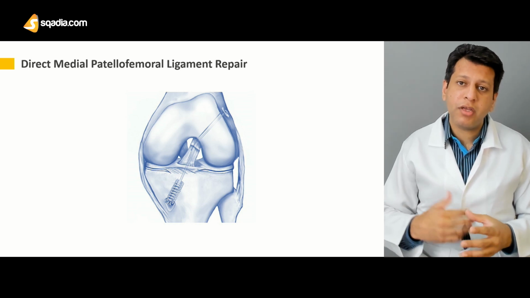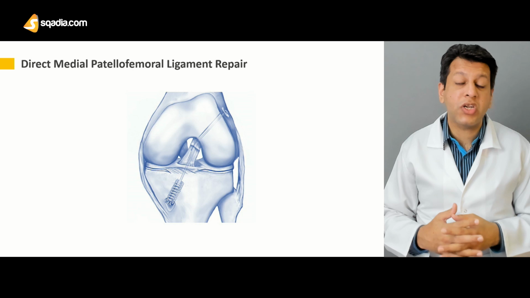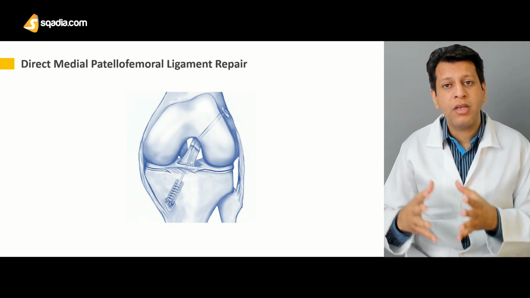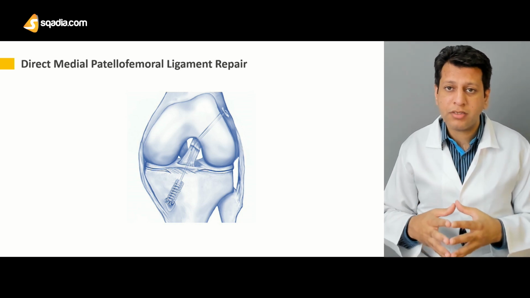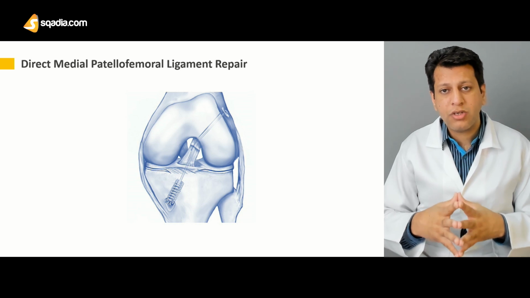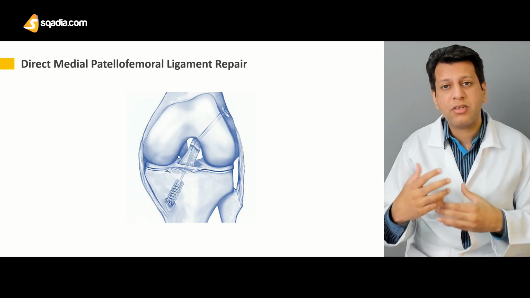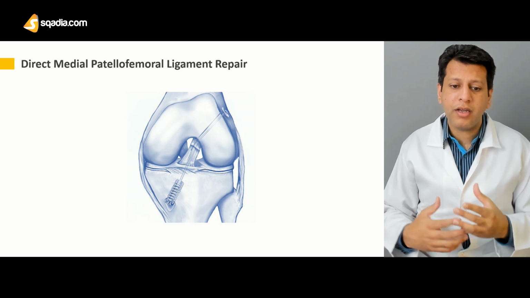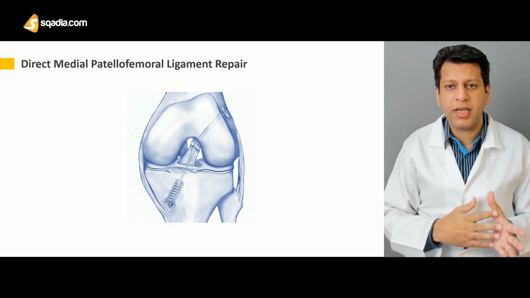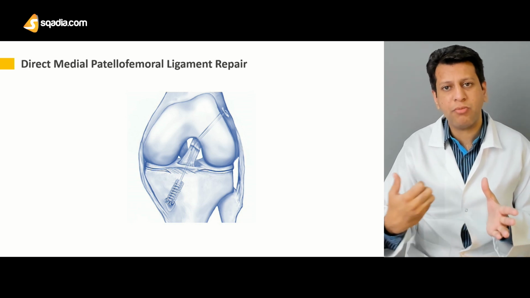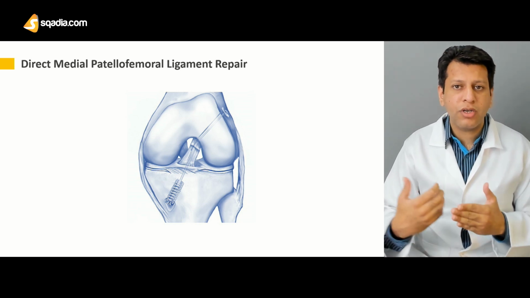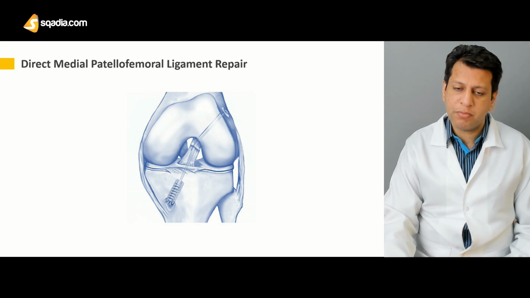But if this repair fails, then we may have to go for some form of reconstruction, and reconstruction is usually done with an autograft such as semitendinosus and gracilis. These are used to reconstruct the medial patellofemoral ligament and attach it to the medial side of the patella, so that it pulls the patella medially and doesn't allow it to dislocate laterally.